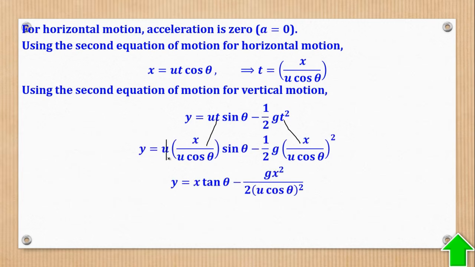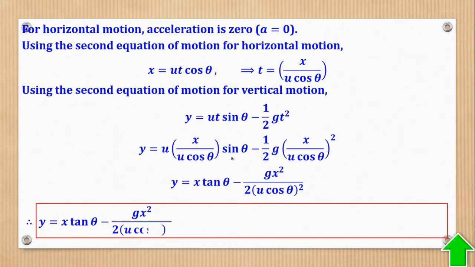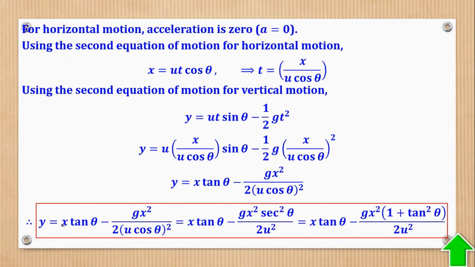Then simplify this and this cancels. Then sine theta over cos theta gives you tan theta. Okay. Then here, this square works on all these ones. So this is x squared. Here it will be u squared and cos squared. So that is what we call the equation of trajectory.